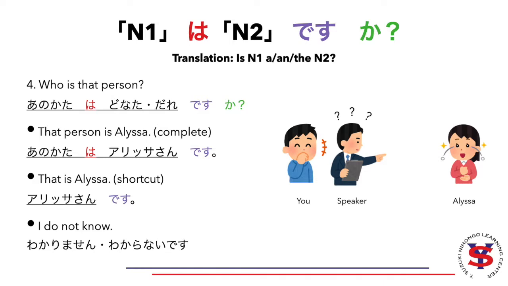In the third example, an interrogative such as who, what, when, where, why, which, and how replaces the predicate of the N1 wa N2 pattern. In this case, the interrogative who, which in Japanese is donata, or the more commonly used dare, is in the predicate of the N1 wa N2 pattern in the sentence. The question being asked is, who is that person?